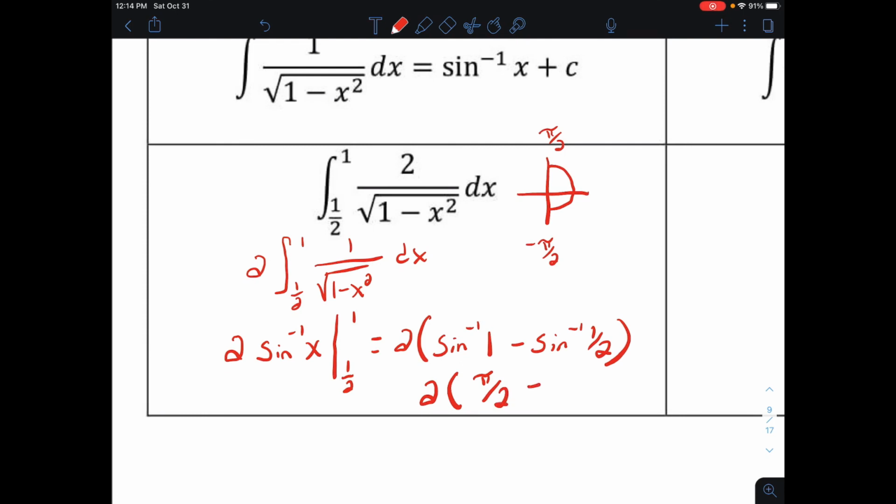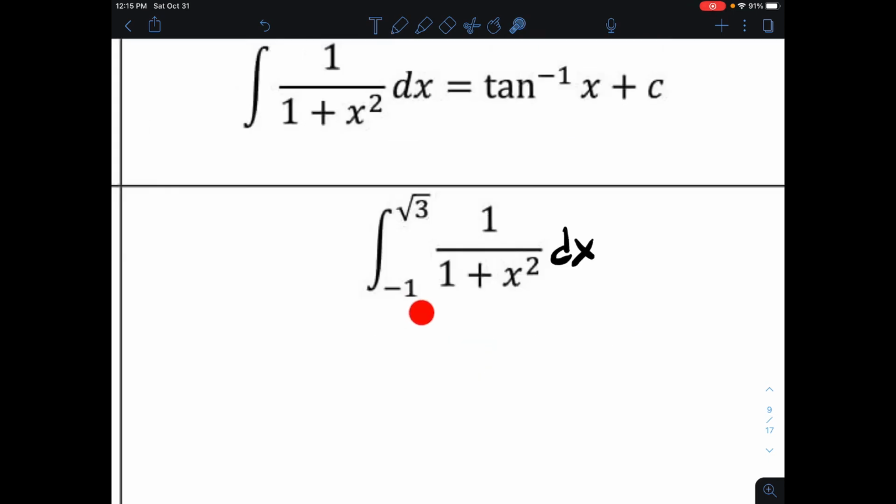And then minus, where does sine equal 1/2? Because that's what you're asking yourself when you're evaluating this. Inverse sine of 1/2, sine equals 1/2 at pi over 6. So there would be our answer there. And that winds up simplifying just to make 2 pi over 3.